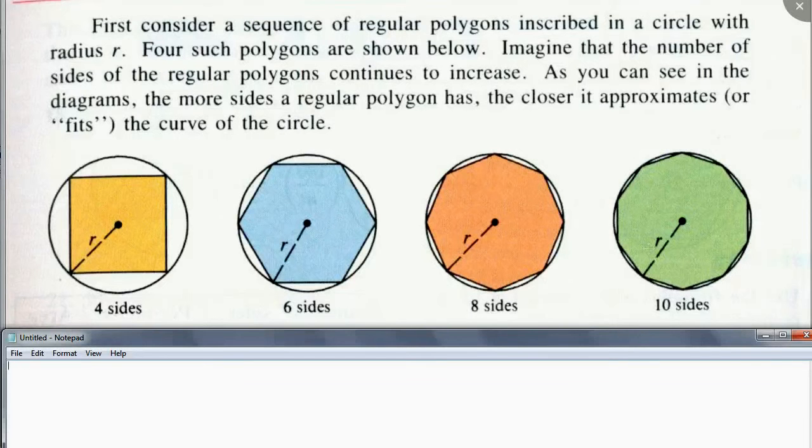So look what it says. As you can see, the more sides a regular polygon has, the closer it approximates to the circle. Does that make sense? And why are we all of a sudden talking about these regular n-gons? Because what did we learn to do yesterday? Finding the area of the regular polygons, right?